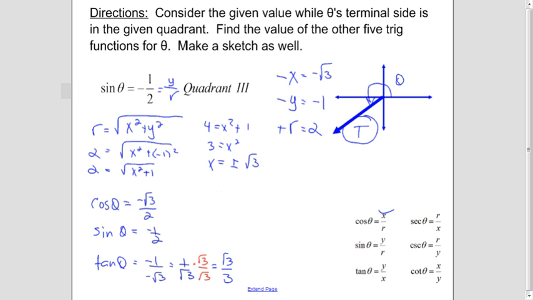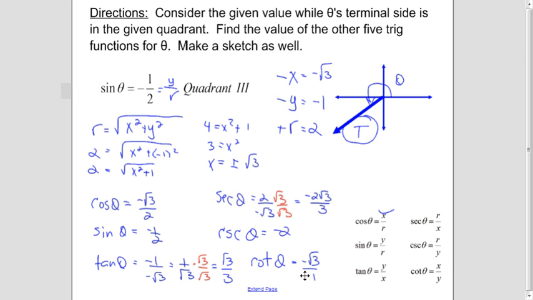Now I'll do the secant theta, which is r over x, which is equal to 2 over negative root 3. Again, to rationalize that, I'll multiply by root 3 over root 3, giving me negative 2 root 3 over 3. Cosecant theta, quite easy here being the reciprocal of sine, getting negative 2. And now the cotangent, to clean this up, being x over y, is the opposite of root 3 over negative 1, which is in fact root 3.